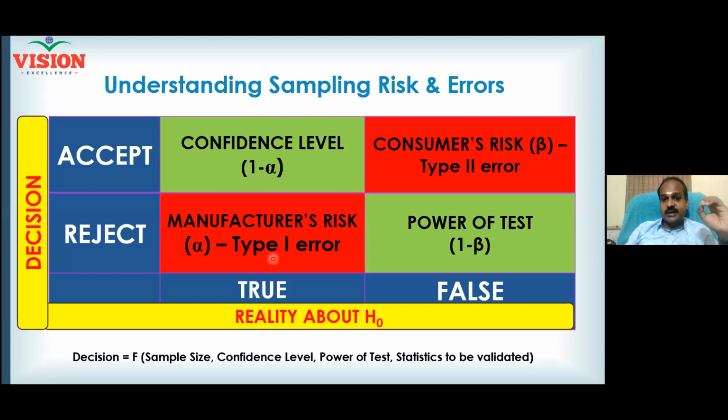When you commit more than 5% error, what will happen to your confidence level? Confidence level will come below 95%. Am I correct? Yes, sir. So there is a relationship between alpha and confidence level. When type 1 error is alpha, confidence level is 1 minus alpha. It all depends on the criticality of the study you are doing. If the study you are doing is critical, then confidence level needs to be higher.